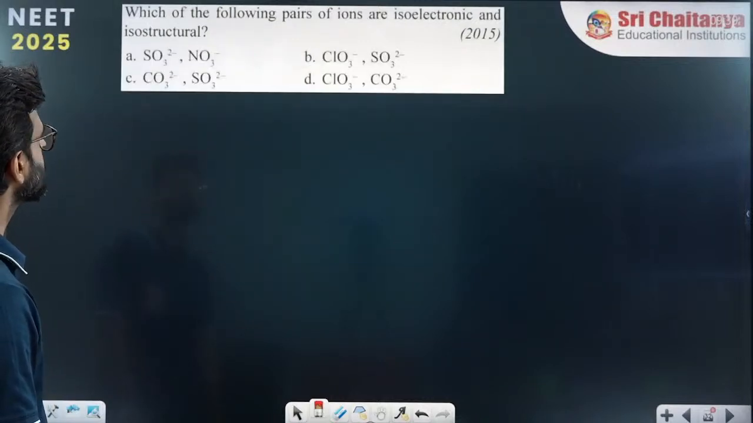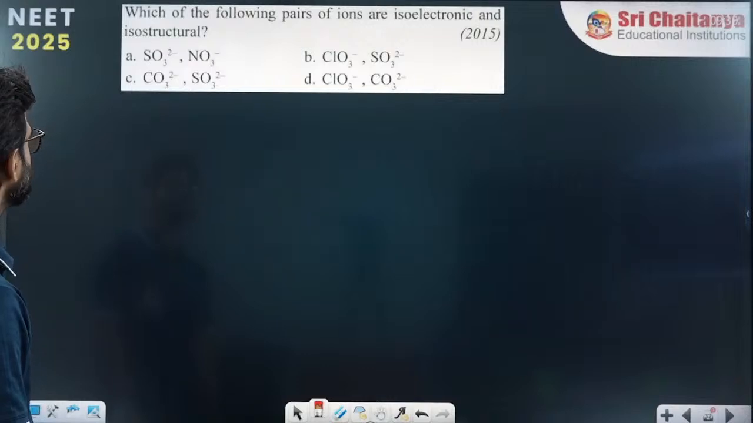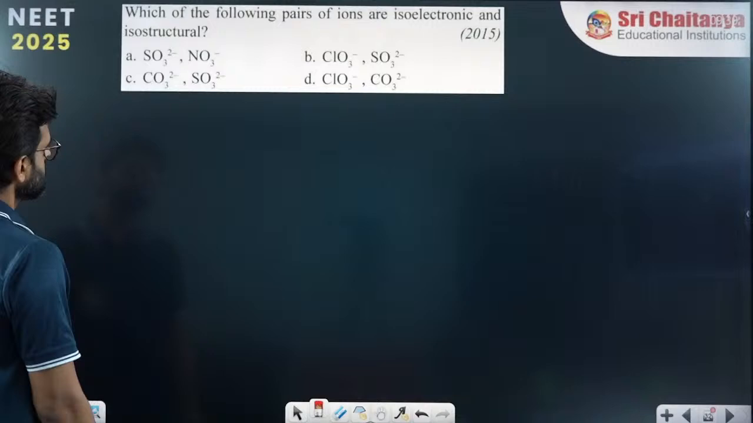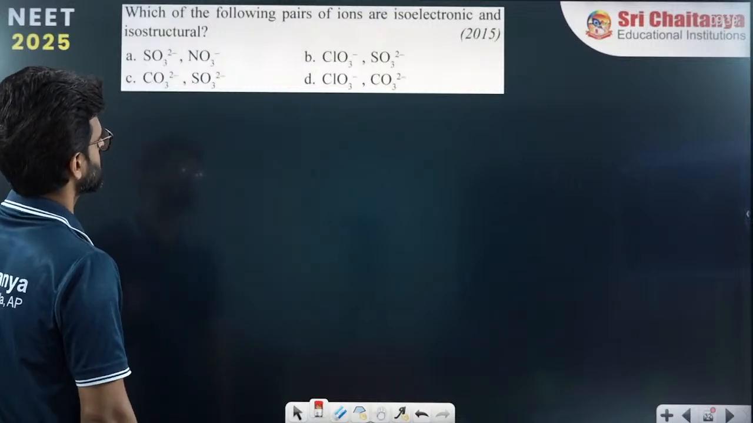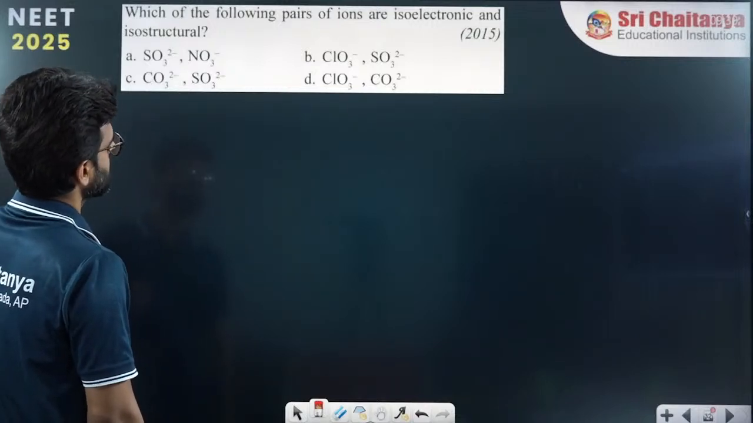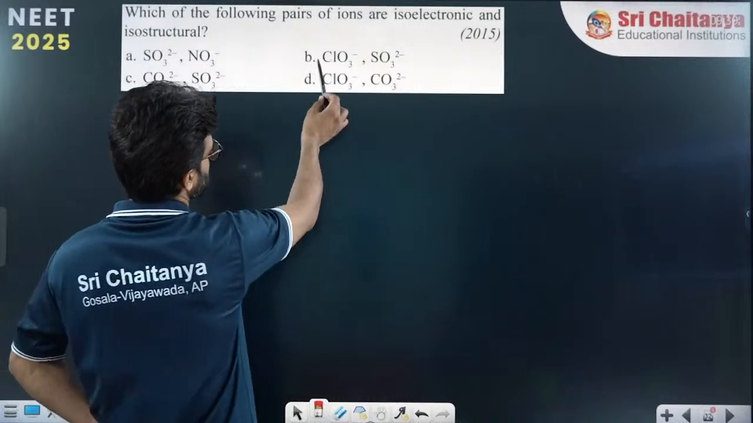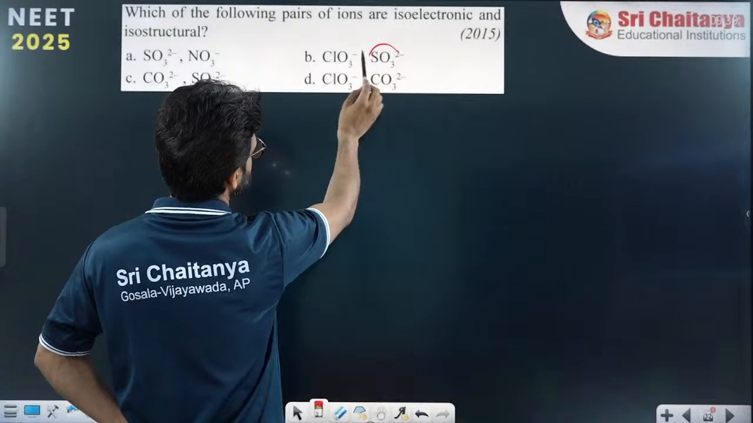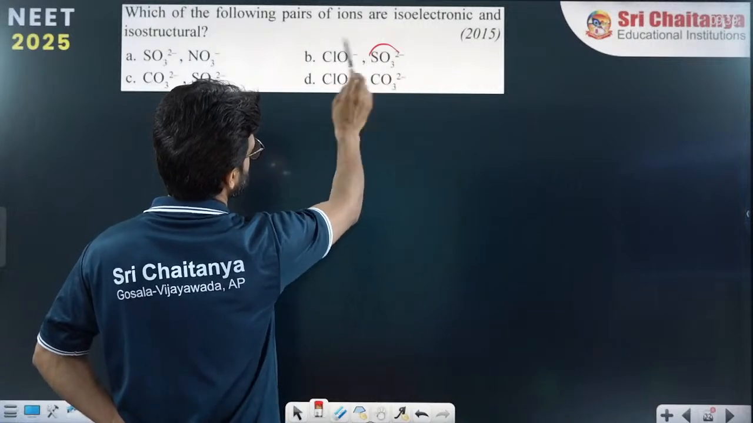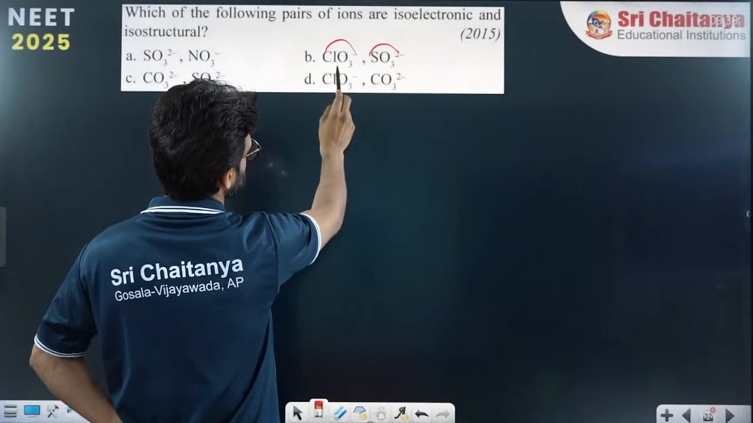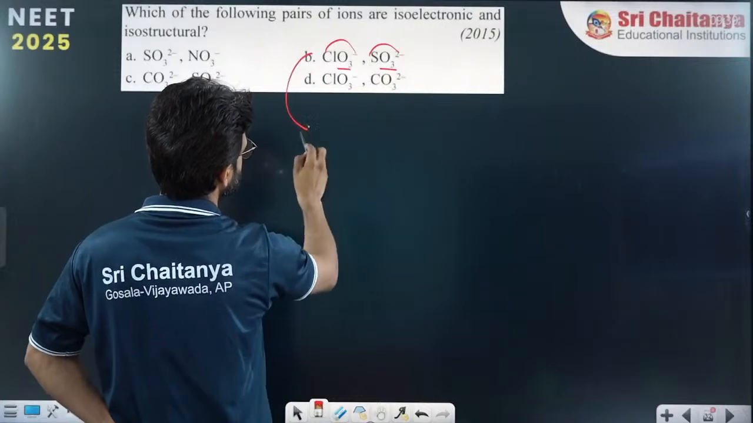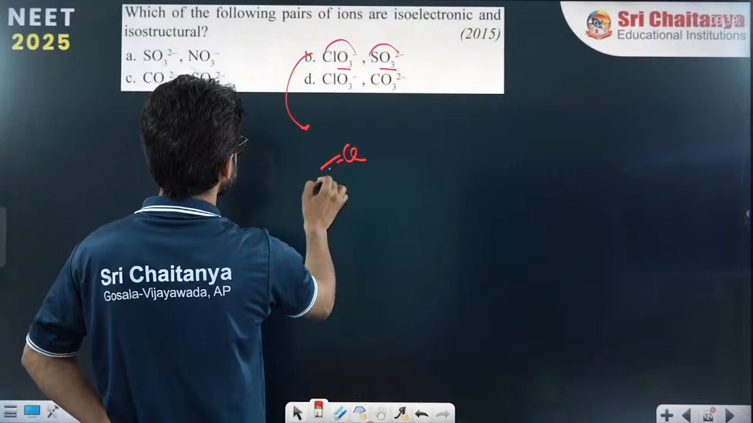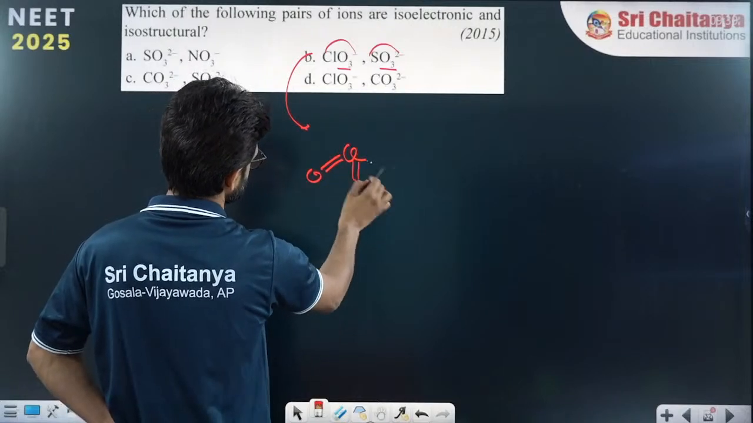Which among the following pair of ions are isoelectronic and isostructural? Again, same type of question it is. You can check. Here we have ClO3 negative and SO3 2 negative. Sulfur is 16, if you add 2 it becomes 18, and chlorine 17 plus 1 is 18. O3, O3 same. So both have the same number of electrons, and if you draw the structure, ClO3 negative.